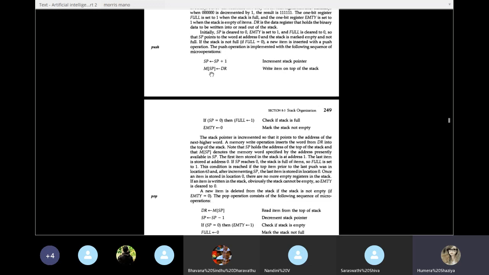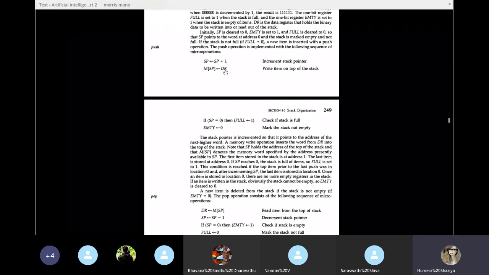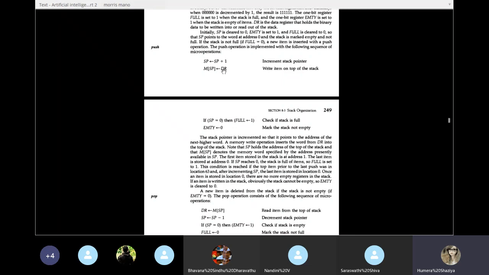M of SP, stack pointer, which is like a top, and you are transferring the contents of data register into stack, which is a memory. And here you are checking if SP equal to 0, then full equal to 1. What do you say if you check if stack is full?